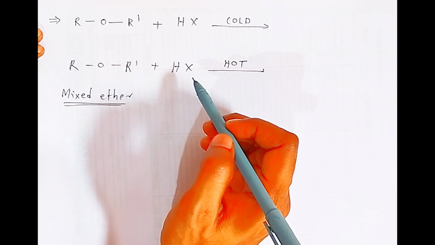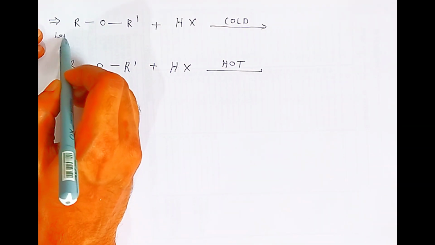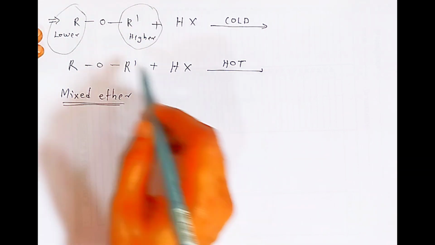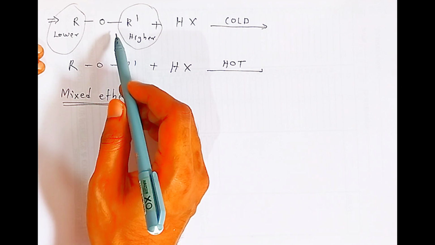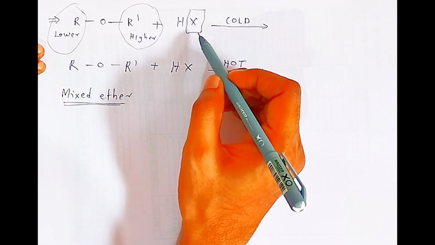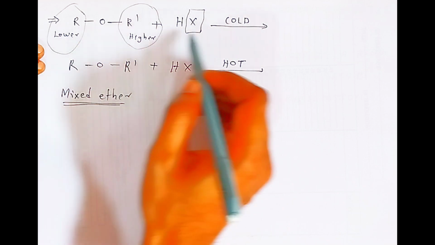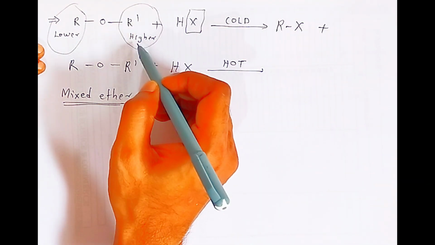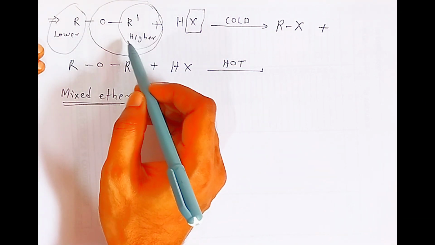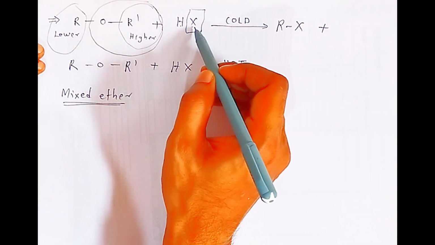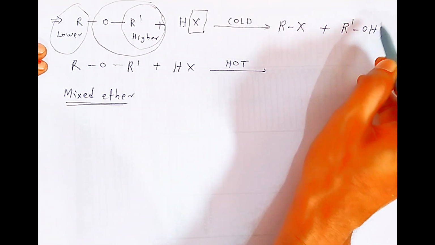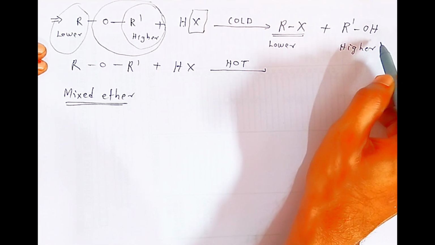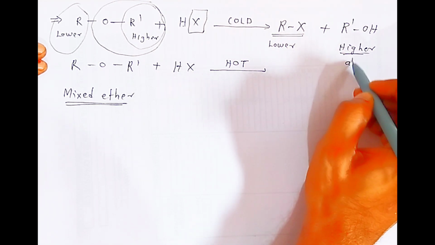So what happens, students? This is the lower alkyl, this is the higher alkyl, and this is the lower. So the lower alkyl of the ether combines with halogen in the cold state. The lower one combines with halogen and forms RX. And the higher alkyl, that is the alkoxide, combines with hydrogen of the halide and forms R-OH. So the lower will always form alkyl halide and the higher will form alcohol. So it is always forming the alcohol.